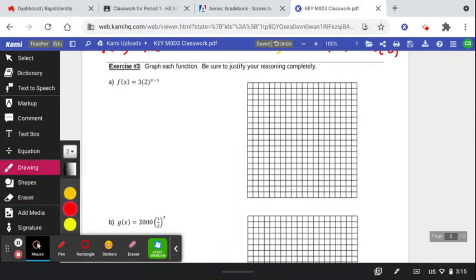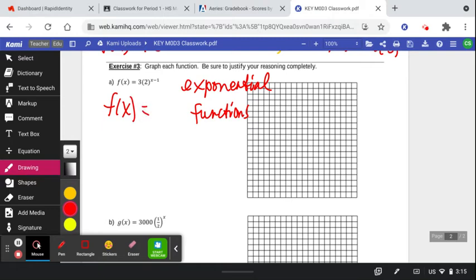All right, last but not least, we're going to graph two exponential functions. How do I know they're exponential functions? Because they've got their function name, f of x, and because they have the variable in the exponent.